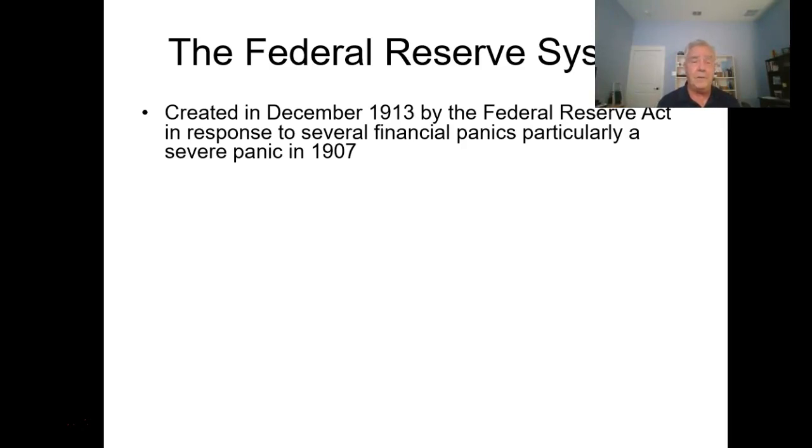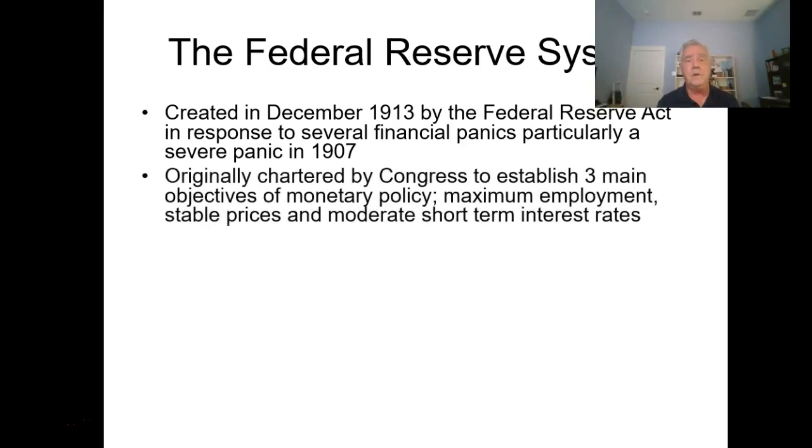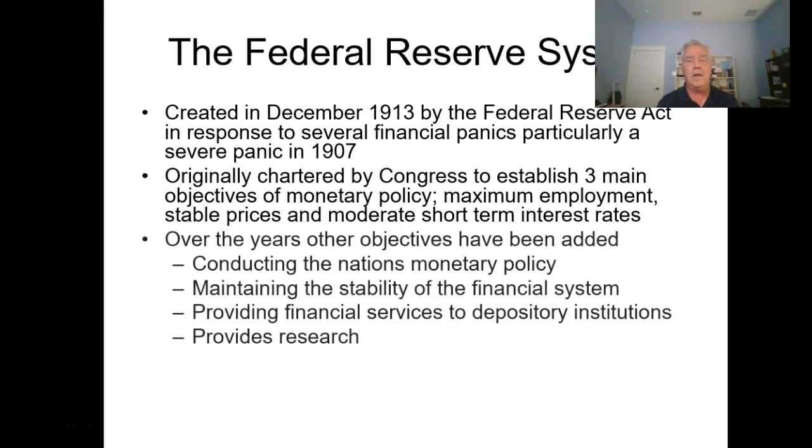So in order to prevent that from happening again, in 1913, we created the Federal Reserve Act, which created the central bank. It was chartered by Congress for three main objectives of monetary policy: maximum employment, stable prices, and moderate long-term interest rates. So that was their goal and their basis for doing this. Now, over the years, we've changed it somewhat. They now conduct the nation's monetary policy.